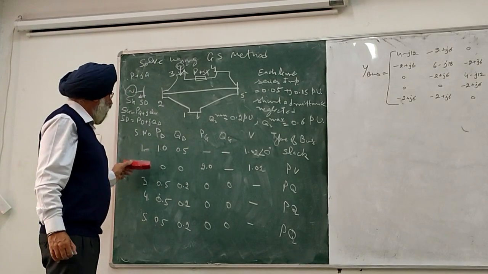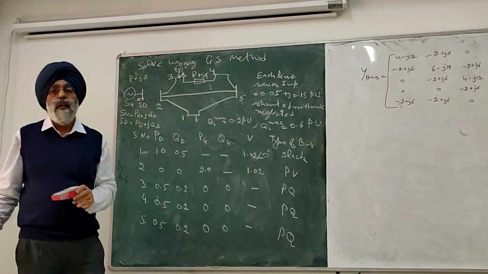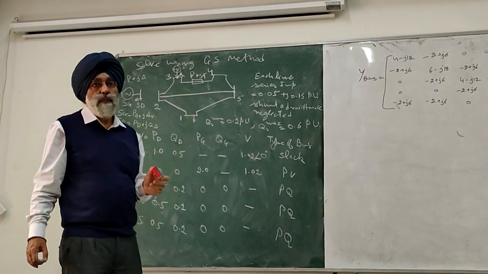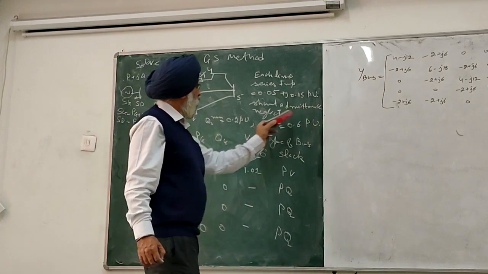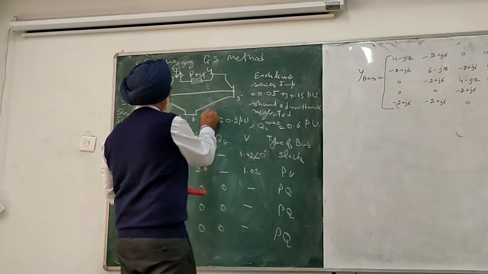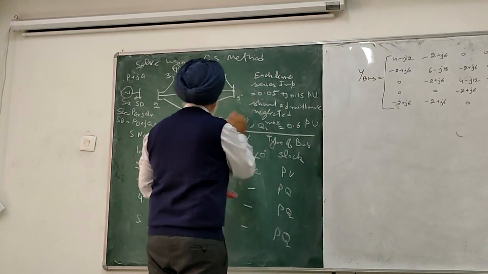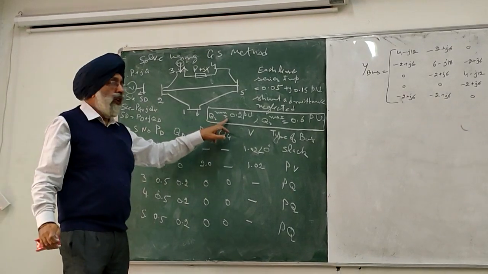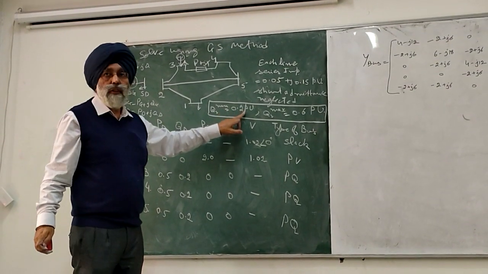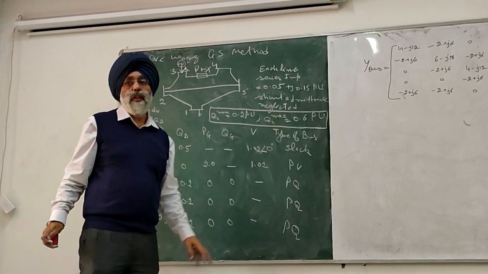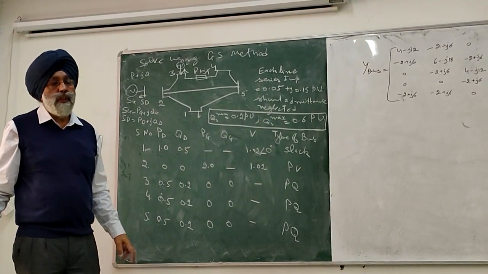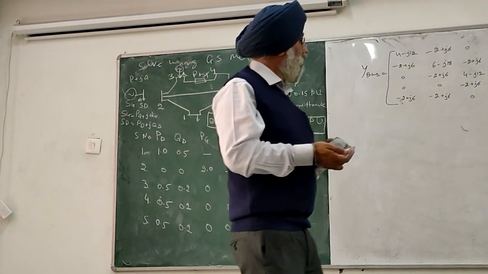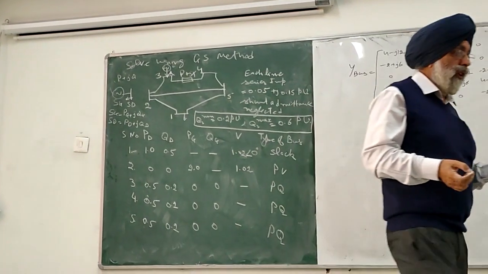Now in the system we also have a PV bus. For the PV bus we need the reactive power limits, so the reactive power limits are given for the PV bus. These are the limits: Q2 minimum is equal to 0.2 per unit and Q2 maximum is equal to 0.6 per unit. Based on this information, we have discussed earlier the steps for the Gauss-Seidel method.